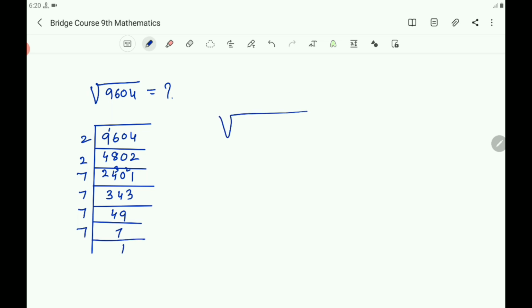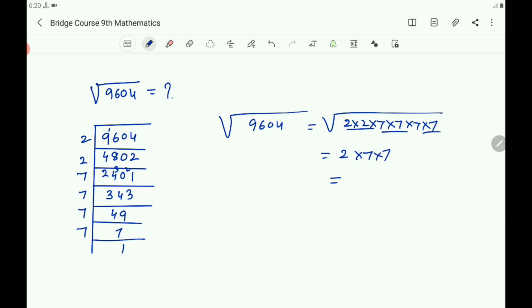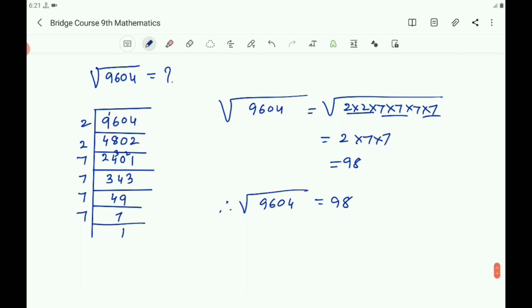You got that square root of 9604 is equal to square root of 2 into 2 into 7 into 7 into 7 into 7, that equals, make the group of 2 and take one time and don't write the root here, that equals 2 into 7 into 7, that becomes 7 7s are 49, 2 49s are 98. Therefore you can write square root of 9604 is equal to 98. In this way, if it is possible to get the prime factors, then you can easily find out the square root of the given number.